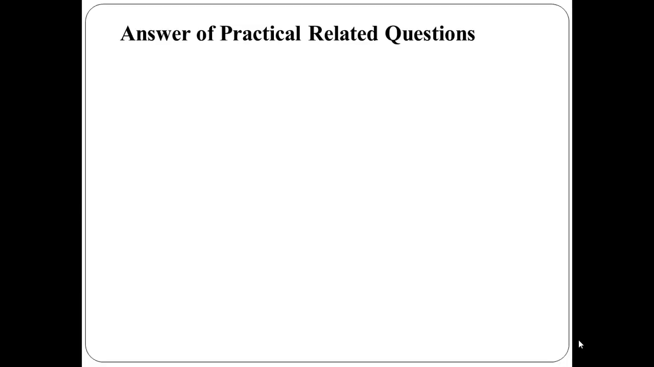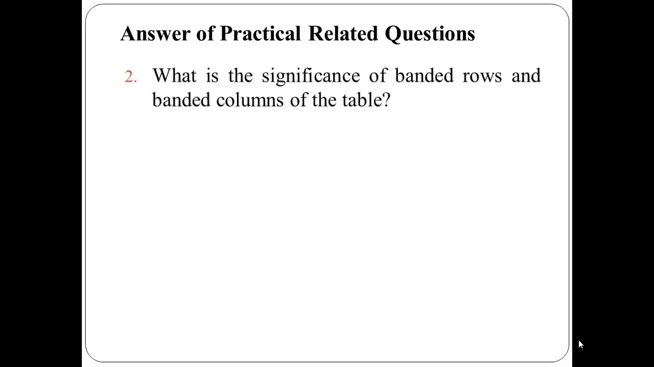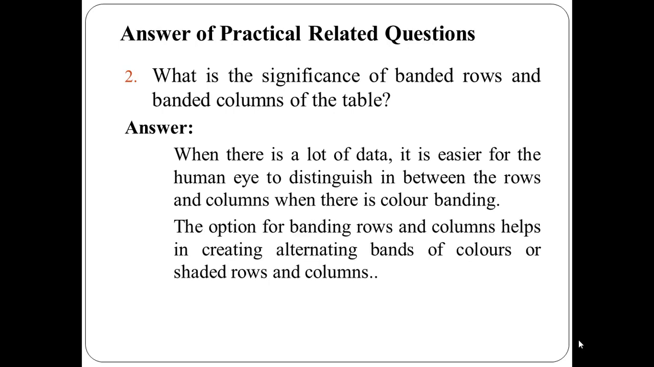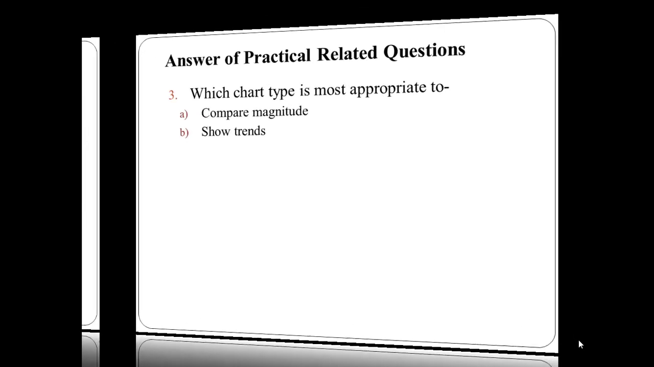The second question is, what is the significance of banded rows and banded columns of the table? The answer is, when there is a lot of data, it is easier for the human eye to distinguish between the rows and columns when there is color banding. The option for banding rows and columns helps in creating alternating bands of colors or shaded rows and columns.